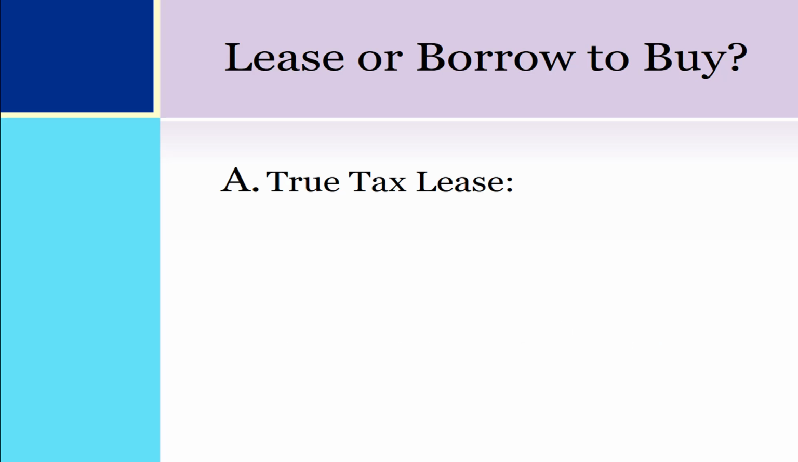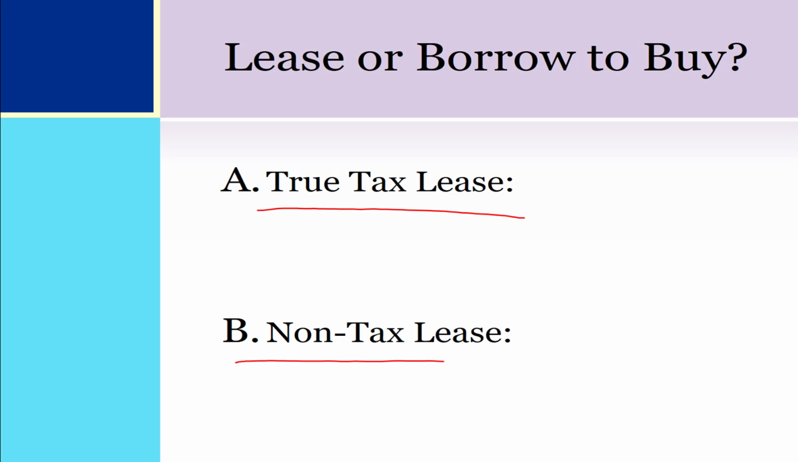As far as tax treatment of leasing is concerned, there are two main types. The first is the true tax lease. Under the true tax lease, the lessee can deduct the full amount of the lease payment as an operating expense and the lessor receives the depreciation deduction associated with the ownership of the asset. The second type is the non-tax lease. Under the non-tax lease, the lessee receives the depreciation deduction and can also deduct the interest portion of the lease payment as an interest expense, while the interest portion of the lease payment is interest income for the lessor.